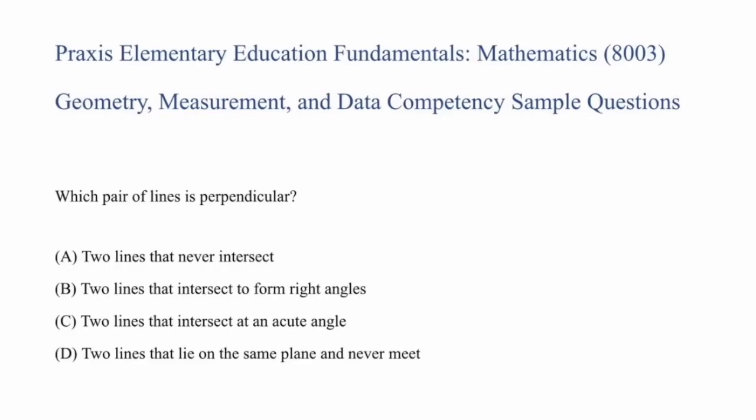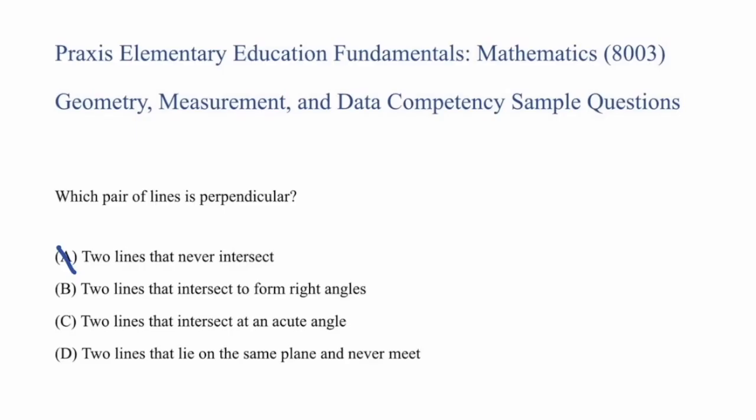Which pair of lines is perpendicular? A, two lines that never intersect. Those lines are called parallel, so we're going to go ahead and knock off A. B, two lines that intersect to form right angles. That is what perpendicular means, so we're going to go ahead and hold that one to the side just in case. C, two lines that intersect to make an acute angle.